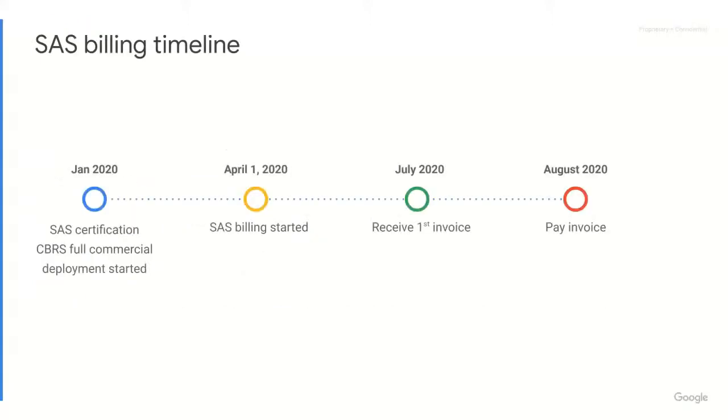Here's the SAS billing timeline, just so you understand where we came from and where we're going. Google SAS was free of charge through the end of March, and we started billing on April 1st, the beginning of this quarter. The first invoices will be sent at the beginning of July. And then the invoices will be due 30 days after that. Our terms are net 30, and so you'll be paying your invoices by the beginning of August.